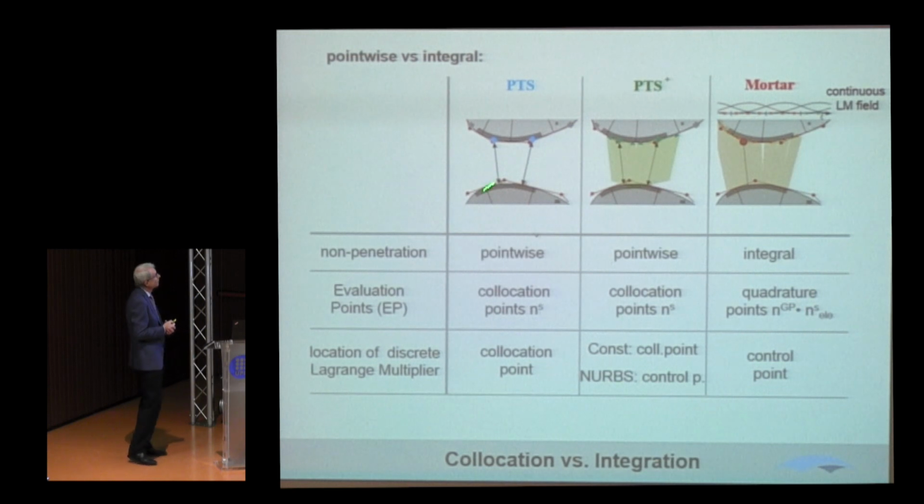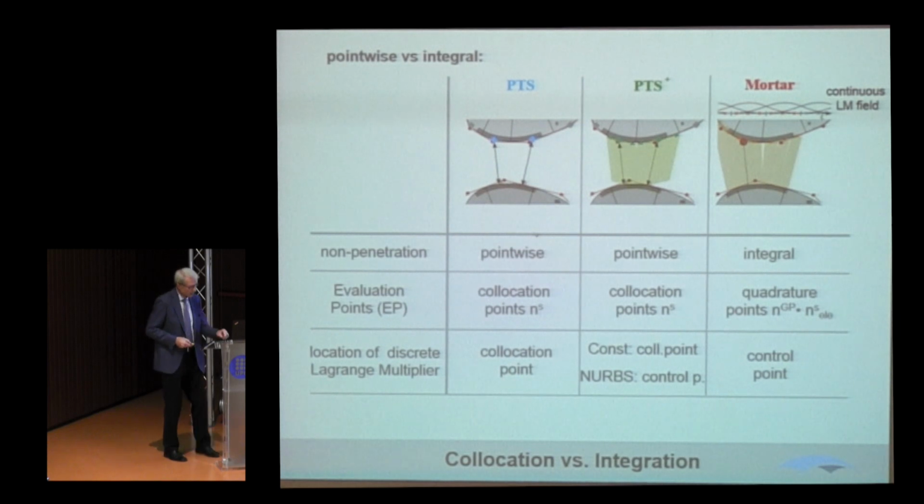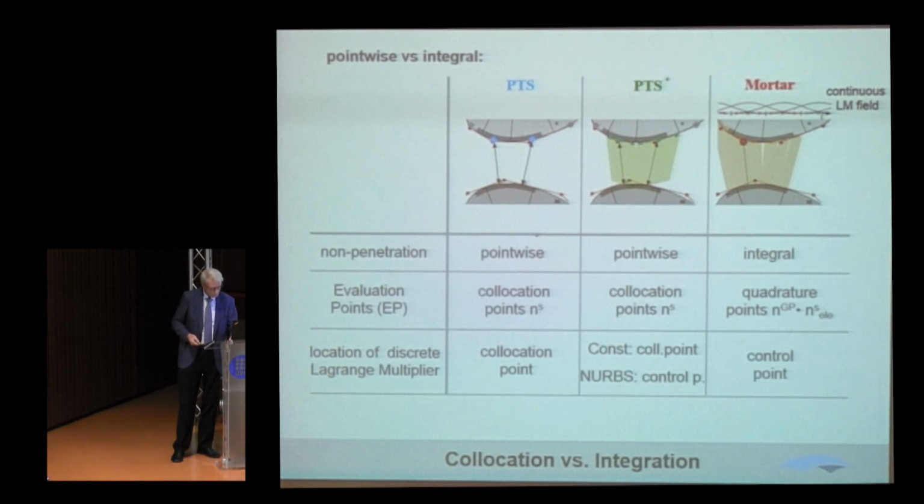So to sum up here, PTS on one side, pointwise, of course. The evaluation points are the collocation points. They are defined. It cannot be more. And the locations of the Lagrange multiplier are the collocation points as well. This one here is still pointwise, and so far efficient. And now we can decide, constant or NURBS type of representation of the Lagrange multiplier. And on the integral method here, the mortar methods, we use quadrature points. And you can immediately see that you have a lot of them compared to this one. So the control points in this way are, of course, the location of the discrete Lagrange multipliers.